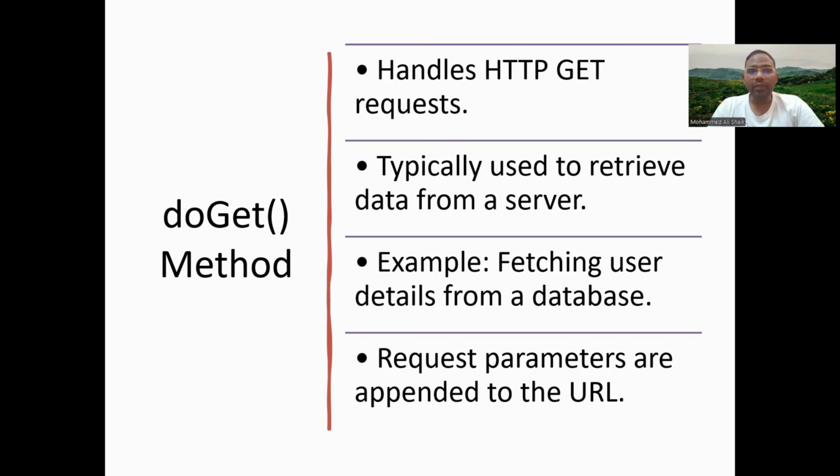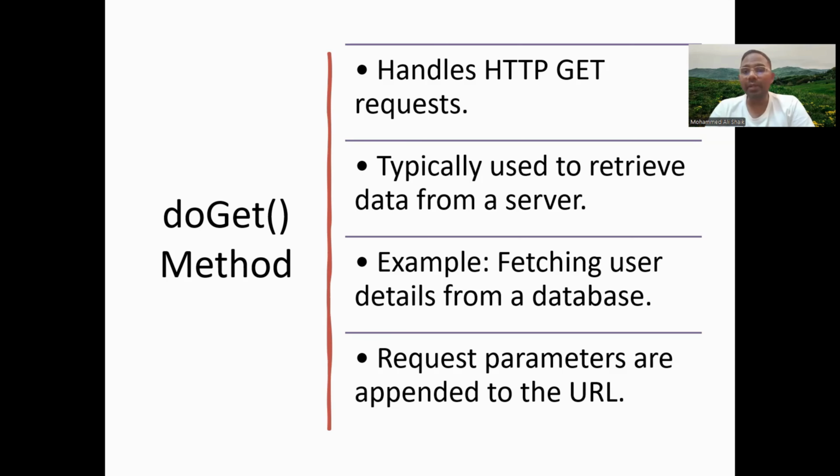The next one is the doGet method. We have four methods. Let us see one by one what the methods are. The first one is the doGet method. It handles HTTP GET requests. Typically used to retrieve data from a server. An example is fetching user details from a database. Request parameters are appended to the URL.